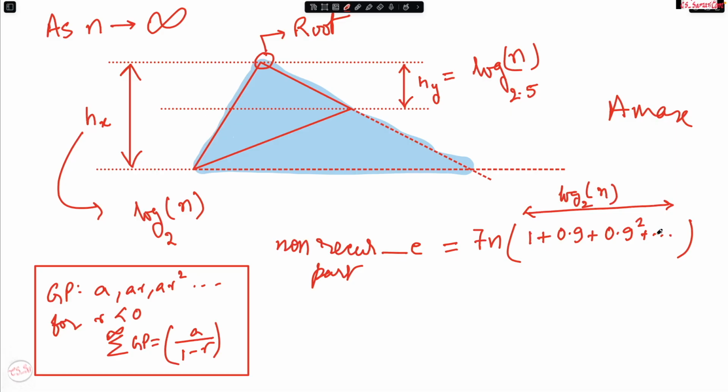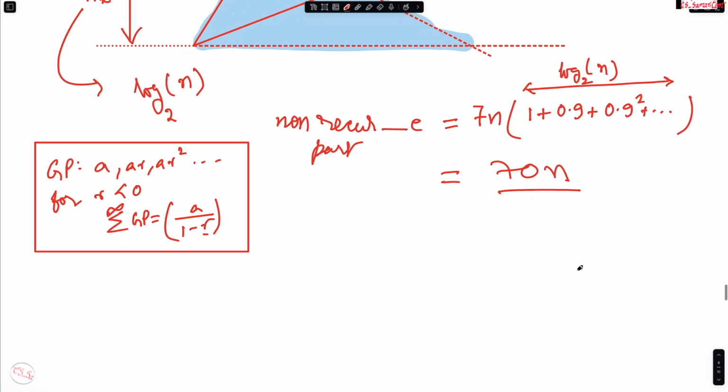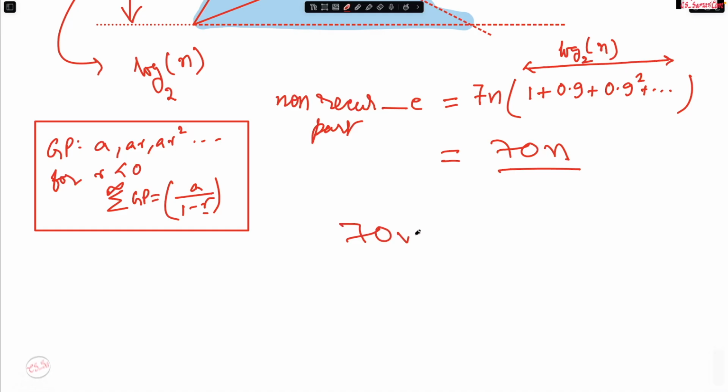So this is an infinite sum for a geometric progression where the r is less than 1. Directly apply it, what do we get? 70n. Likewise, the same thing that we have done previously. So what I'm trying to say is we get 70n less than answer less than 70n one more time, right?